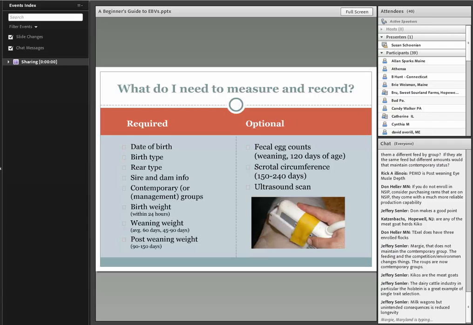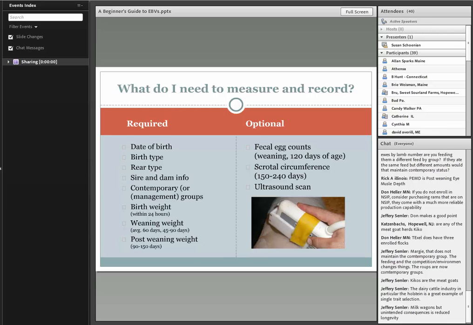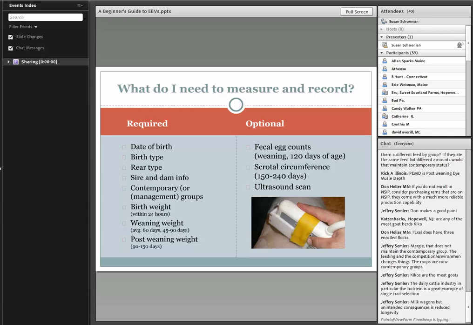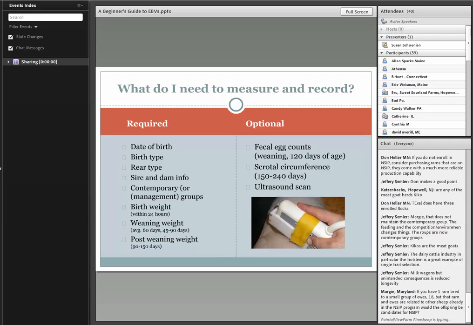Scrotal circumference is another reproductive trait that you can do EBVs on, and you can collect that data. Ultrasound scans, if I'm raising a terminal sire breed like Suffolk, Hampshire, or Texel, this is definitely something I would want to do, but it can be done for all breeds. So there are some different things you can do. I left out fleece traits, because obviously if you're raising a wool breed, whether it's fine wool or coarse wool, those are definitely traits that you're going to want to measure. So you must do, or you should do, the ones on the left, and there's a lot of other data that you can also collect depending on your goals and breed.